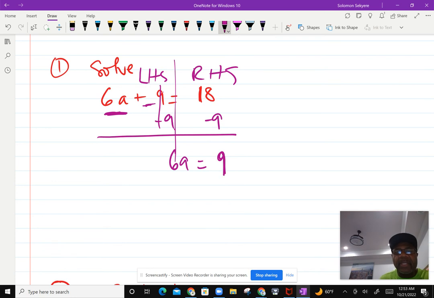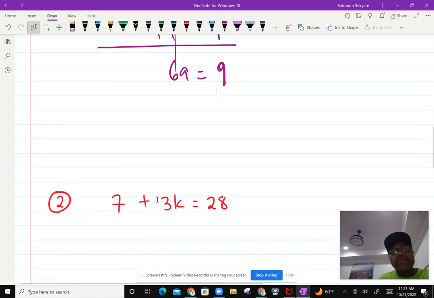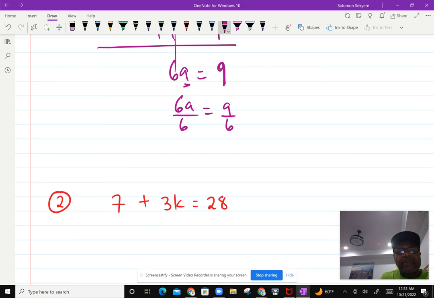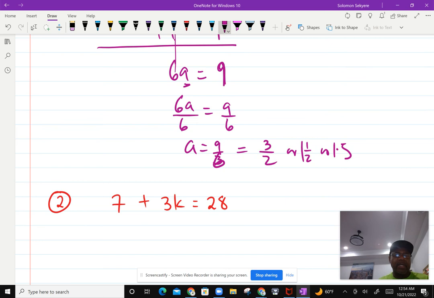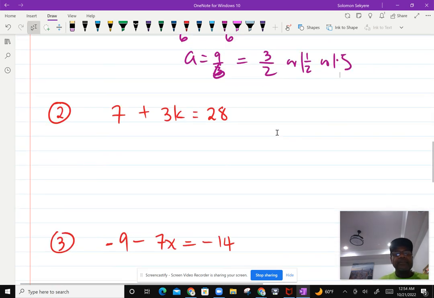Okay, so now here you have numbers that do not look nice and neat to you, so you start getting confused. I say be bold, follow the rules. How do we find our variable? We find it by dividing both sides by the coefficient. So a equals 9 over 6, but you have to simplify, which is 3 over 2, or 1 and 1 half, or 1.5. That's your answer.